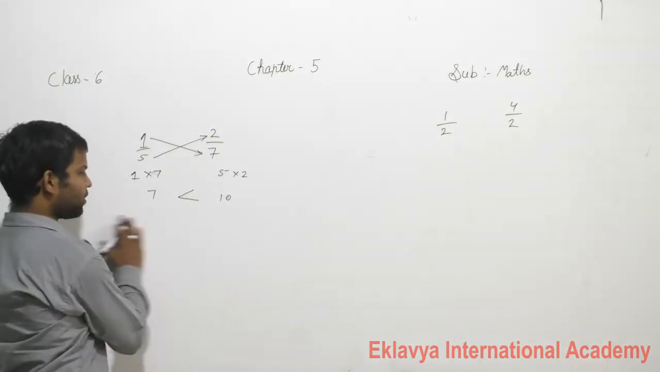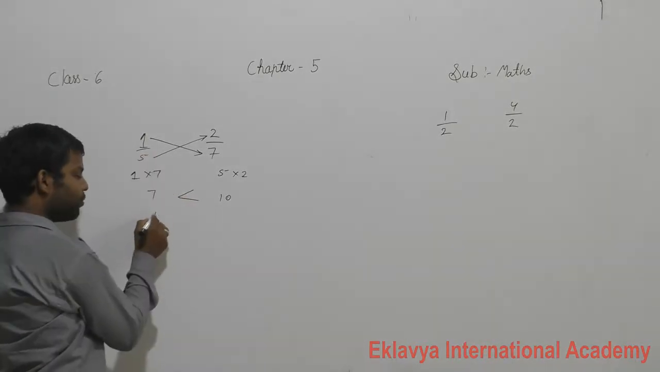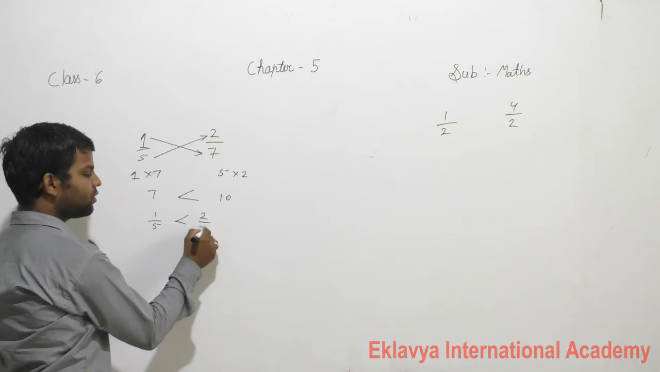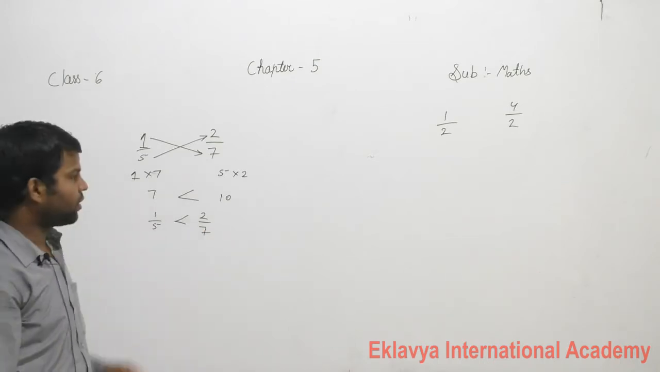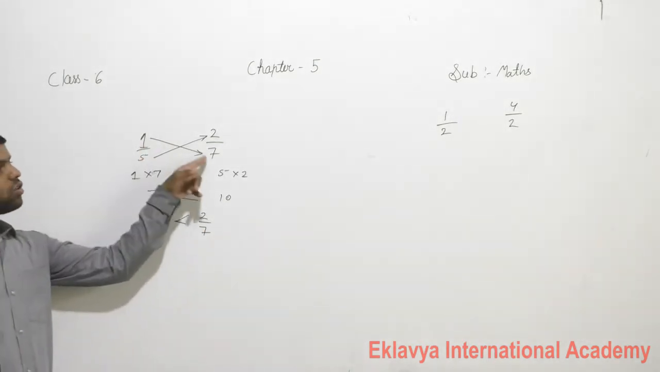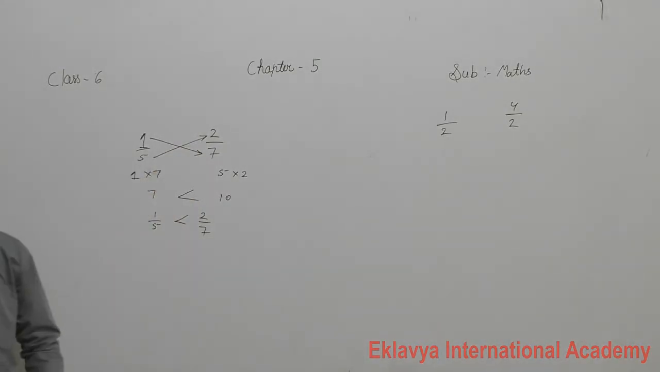So from this sign we got 1 upon 5 is less than 2 upon 7. How do we do it? See again. First we will do cross multiplication. If we want to compare two fractions, first we will do cross multiplication.